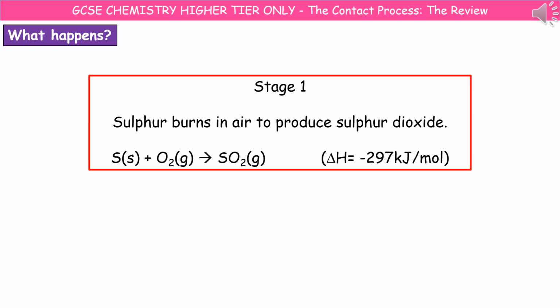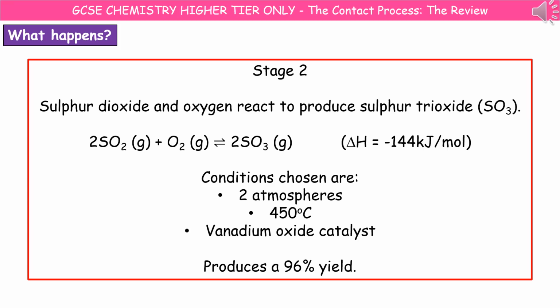So stage 1 is where we're going to burn the sulfur in air to produce sulfur dioxide. So we start off with solid sulfur and oxygen gas, and we make sulfur dioxide, SO2 gas. In stage 2, that sulfur dioxide we made in stage 1 reacts with oxygen to produce something called sulfur trioxide, which has the formula SO3. Now this is a reversible reaction, hence our little reversible reaction arrow, and therefore we need to select certain conditions.